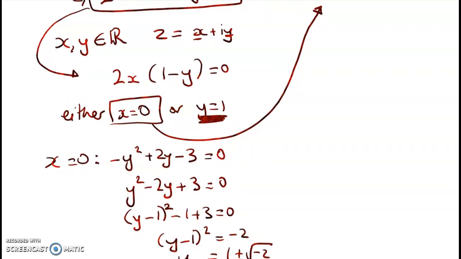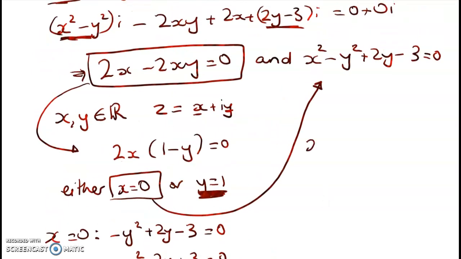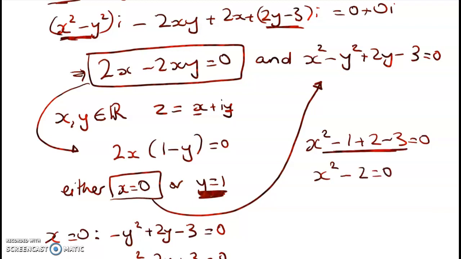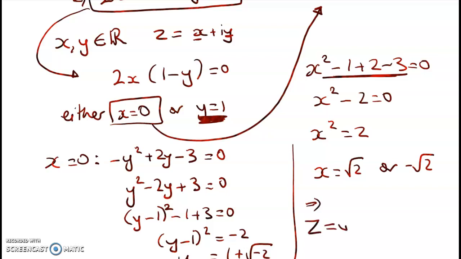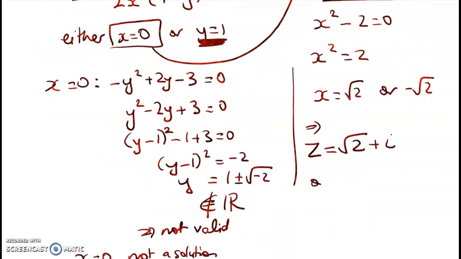So now let's work out what happens if y is equal to 1. If y is equal to 1, we get x squared minus 1 plus 2 minus 3 is equal to 0. That cleans up to give me x squared minus 2 equals 0, giving me x squared equals 2. And you should be liking this by now because you know where we're going. x is equal to root 2 or negative root 2. So z is equal to root 2 plus i, or z is equal to negative root 2 plus i.